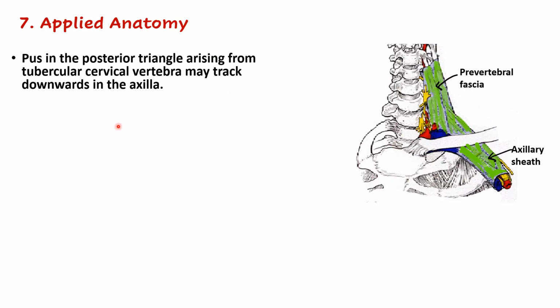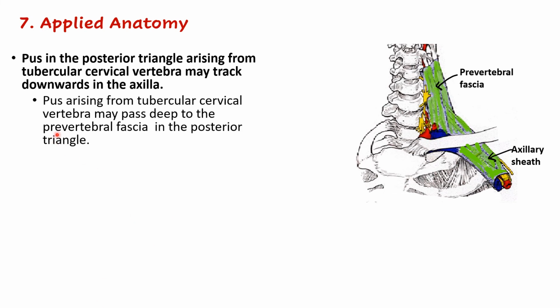Now coming to applied anatomy, right? Sometimes there is tuberculosis of the cervical vertebrae and the pus will arise. Now this pus may trickle down to the axilla or to the medial aspect of the arm also, right? There it can form an eruption. So pus in the posterior triangle arising from a tubercular cervical vertebra may track downwards into the axilla or up to the arm. Why? What is the reason for this?